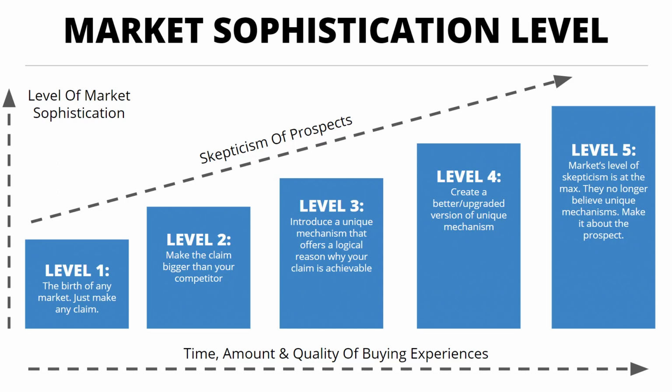Acknowledging their bad experiences with the existing unique mechanisms in the marketplace that they've tried, and now those things are no longer working. So they no longer believe those mechanisms. So you make it all about them. You acknowledge that, right? And then you give them a new solution. Okay, so this is the market sophistication level.